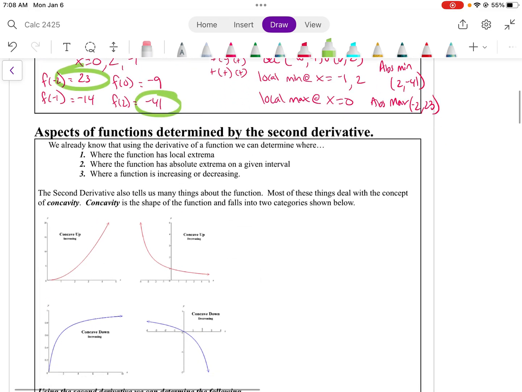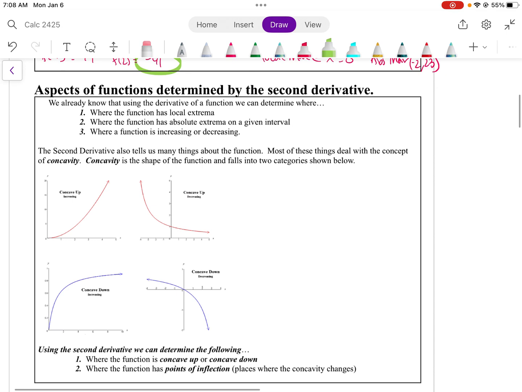All right, so moving on from that, we can determine more about a function by looking at its second derivative, right? We already know that when we look at the first derivative, we know where the function has local extrema, we know where it can have absolute extrema on a given interval, and we know where it's increasing and decreasing.